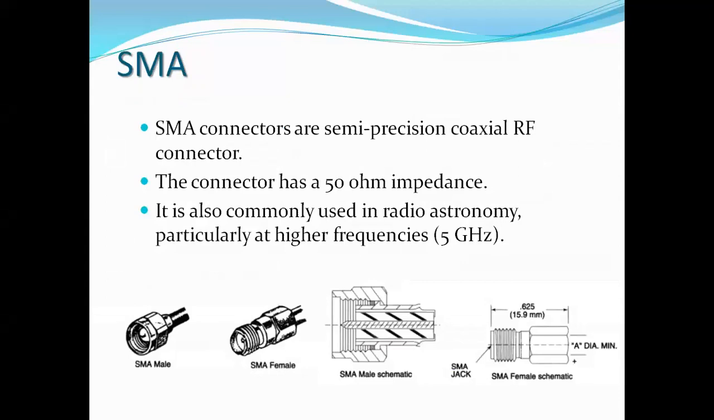SMA, subminiature A. SMA connectors are semi-precision coaxial RF connectors. The connector has a 50 ohm impedance. It is also commonly used in radio astronomy, particularly at higher frequencies. SMA is designed for use from 0 to 18 gigahertz and is most commonly used in microwave systems, handheld radio, and mobile telephone antennas.